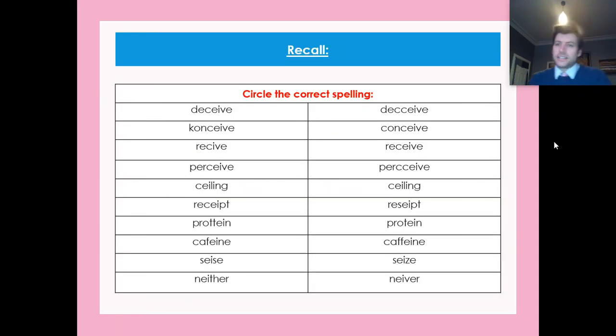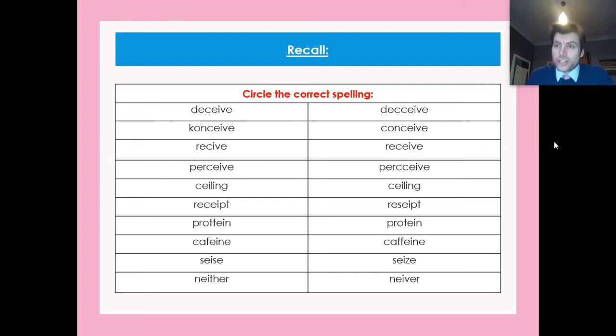Within our writing then today, first of all, I'd like you to look at these 10 different spellings. So we've got deceive, conceive, receive, perceive, ceiling, receipt, protein, caffeine, seize, and neither. So of these 10, each one's been written correctly once and incorrectly once. Can you circle on your sheet the correct versions? Have a look about which ones are correct and which ones are incorrect.